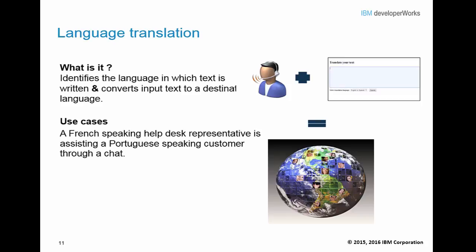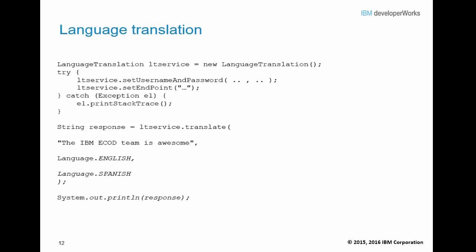Language Translation Service converts input text from source language into destination language for the end user. Translation is available between English, Brazilian Portuguese, Spanish, and French languages. A use case scenario could be a French-speaking help desk representative can assist a Portuguese-speaking customer through a chat session using the language translation service. This code snippet translates a text in English to Spanish and prints out the response.